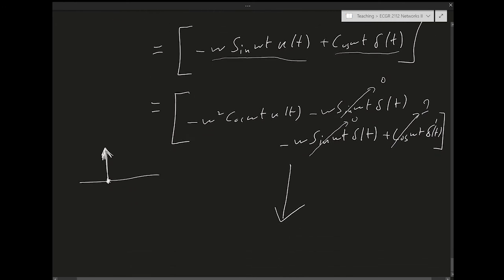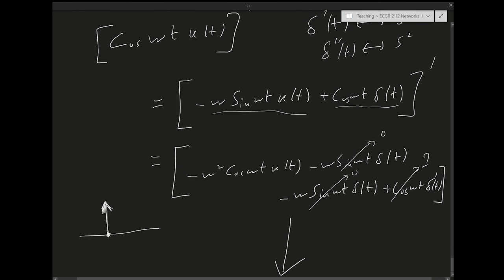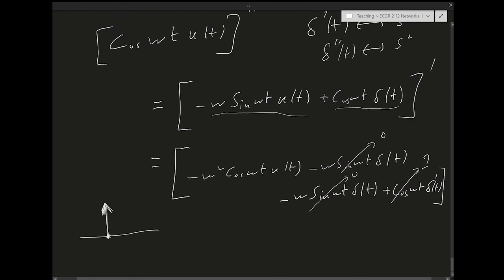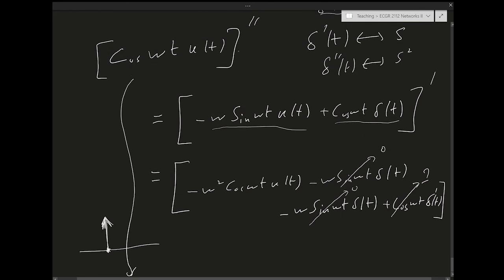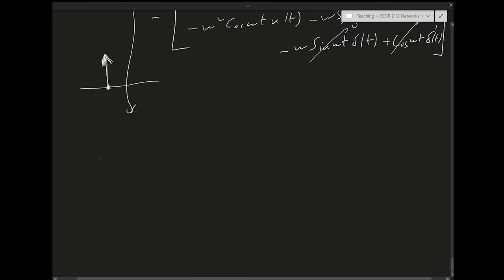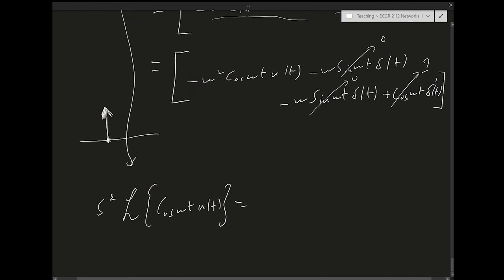So this is going to be the Laplace transform of both sides. If I take the Laplace transform, it's cosine omega t u of t differentiated twice, so it's going to be s squared times the Laplace transform of cosine omega t u of t, equals the Laplace transform of the right-hand side of the equation. So this equals minus omega squared times the Laplace transform of cosine omega t u of t, which I'm trying to find.